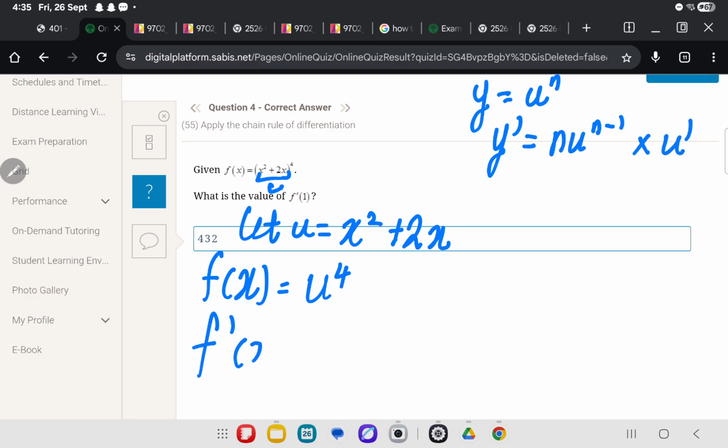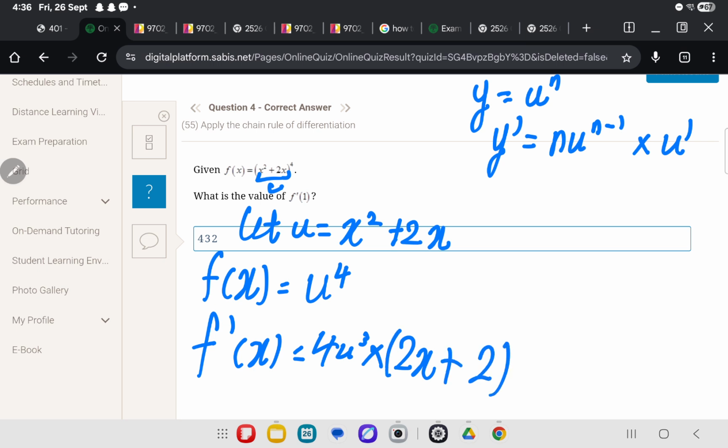So f prime of x is going to equal 4u to the power of 3 times what's on the inside of u. We're going to derive this. Deriving x squared is going to give me 2x, plus 2x is going to derive to 2. Because remember, it's 2x to the power of 1, we take 1 down, it's going to be 2 times 1, which is 2, then 1 minus 1 is 0, so 2x to the power of 0. This is my derivative. Now, I'm going to expand u back. U is x squared plus 2x, cubed, times 2x plus 2, and I'm going to leave it like this.